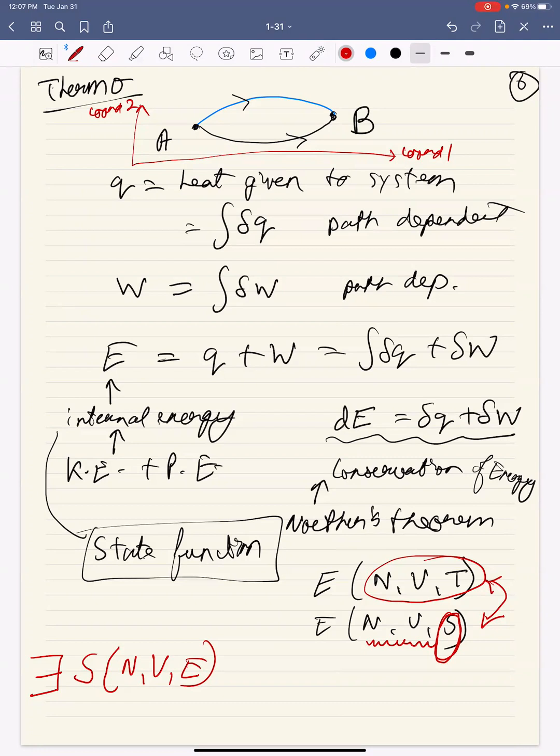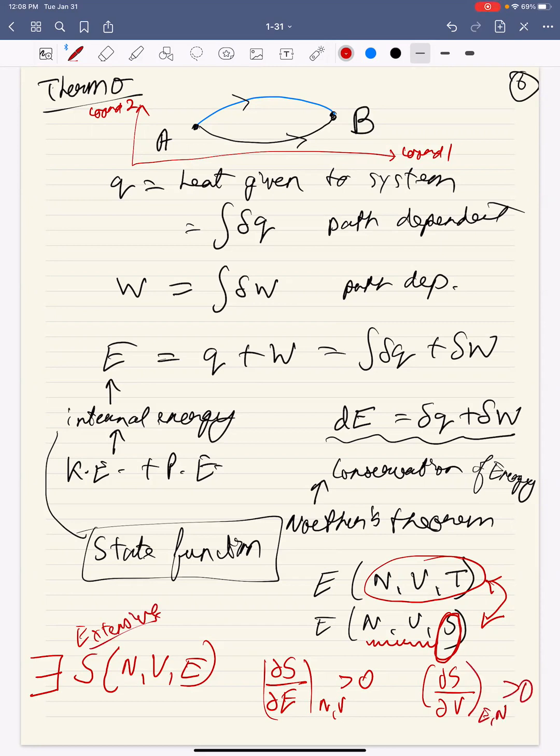S of NVE contains all information you need to know. It has nice properties such that partial S by partial E at constant NV is positive. Partial S by partial N is of course going to be positive because it's extensive. If you double N, it doubles. And this one is also positive. And the third one is also going to be positive. When you double N, entropy doubles. So clearly it's positive. And it is maximized at equilibrium.